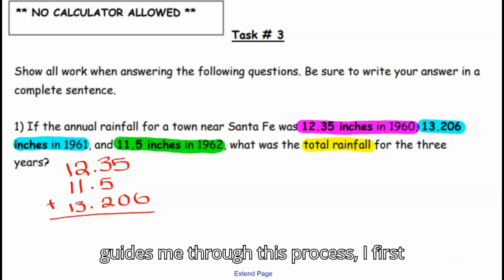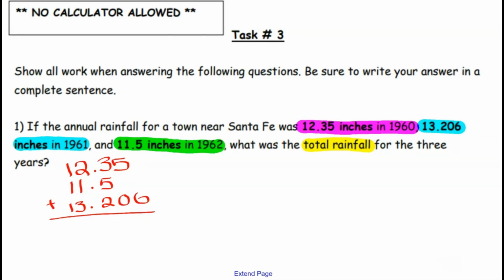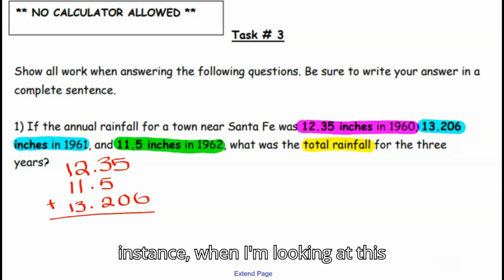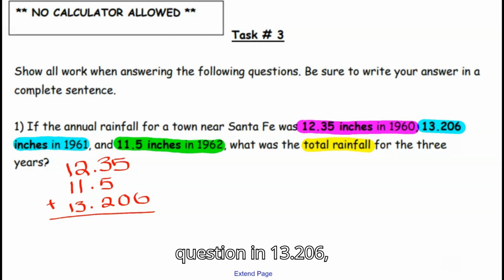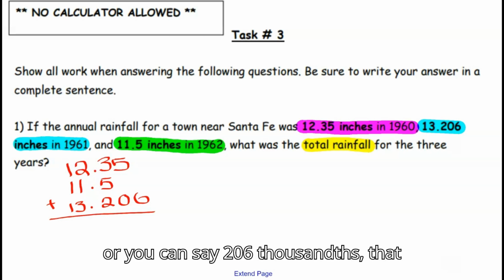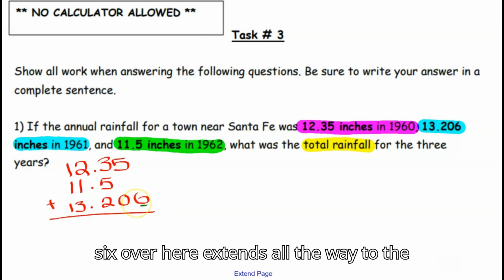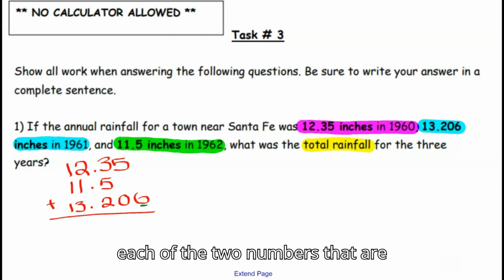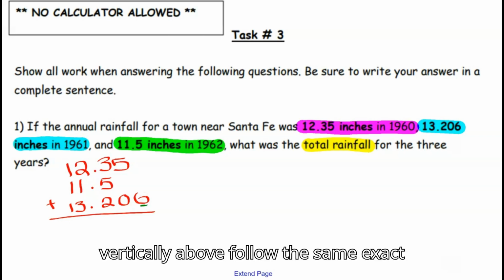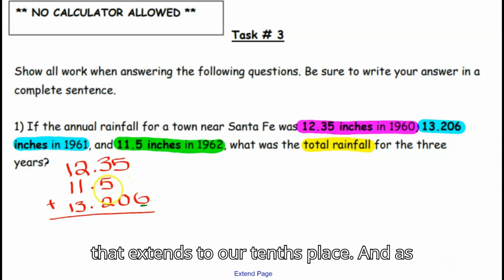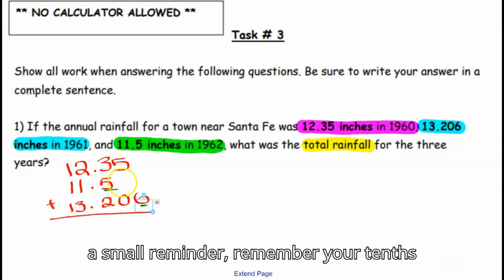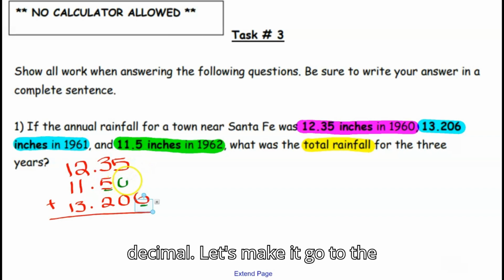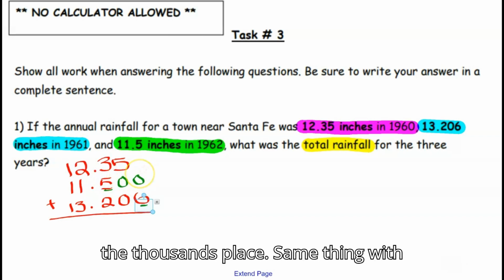What normally guides me through this process, I first want to evaluate the number that has the most amount of values that comes after our decimal. So for instance, when I'm looking at this question, in 13.206, or you can say 206 thousandths, that 6 over here extends all the way to the thousandths place, which is 3 values past our decimal. So I want to make sure that each of the 2 numbers that are vertically above follow the same exact representation. So this number over here that extends to our 10th place, and as a small reminder, remember your 10th place extends with 1 value after the decimal. Let's make it go to the 100th place, and now it also goes to the thousandths place.